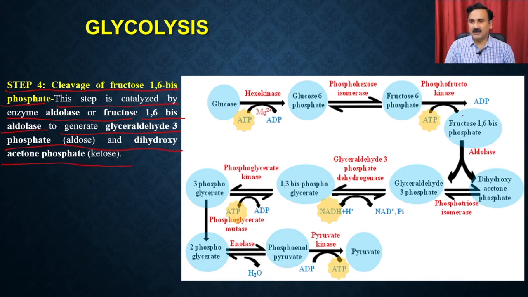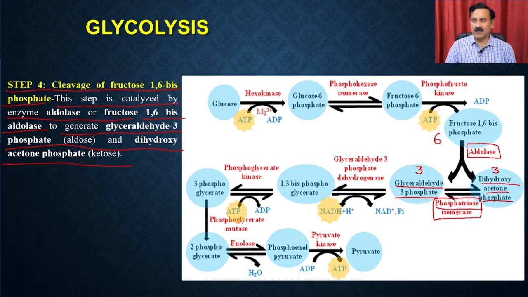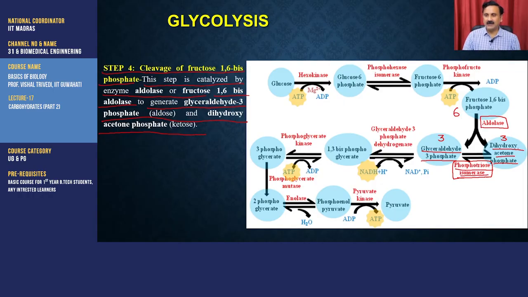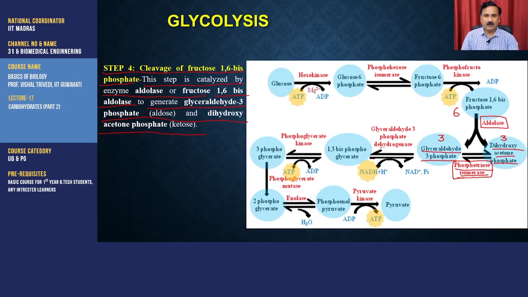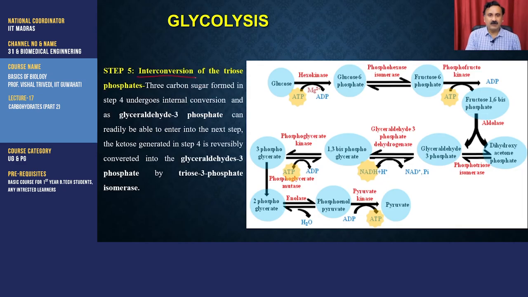So as soon as the fructose 1,6-bisphosphate is generated, it is going to be acted on by the enzyme called aldolase, and that aldolase is going to bring the breakdown of this 6-carbon sugar into the two 3-carbon sugars. So it is going to generate the glyceraldehyde 3-phosphate and the dihydroxyacetone phosphate. These two are isomeric forms, so they are going to be converted to each other by an enzyme called the phosphotriose isomerase, and because of that the dihydroxyacetone phosphate is going to be converted into the glyceraldehyde 3-phosphate, and the glyceraldehyde 3-phosphate will further break down, and that's how it is going to run the glycolysis. So in step 5, the interconversion of the triose phosphate.